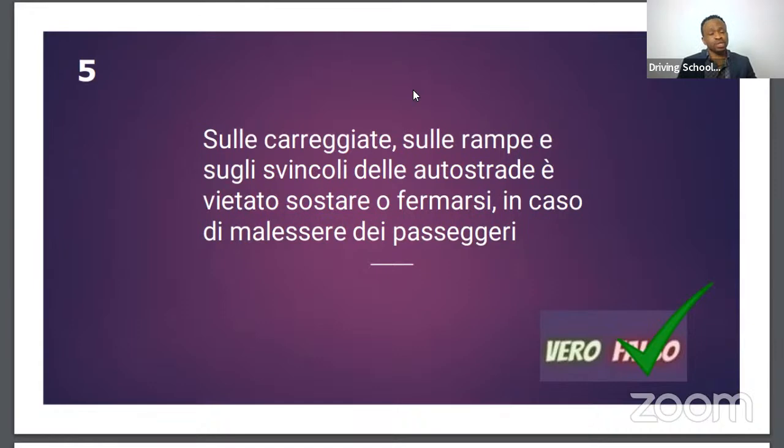So stopping in these svincoli, ramps, and also carriageways in autostrada, it is not prohibited in the case of a passenger that is sick. You understand? Because once a passenger is sick, it's considered as a kind of emergency. So even the driver as well. In that case, you can stop to quickly give attention to the person that is sick. So in that case, it is not prohibited. But normally or generally, it's prohibited to stop in those places. So the answer is falso.